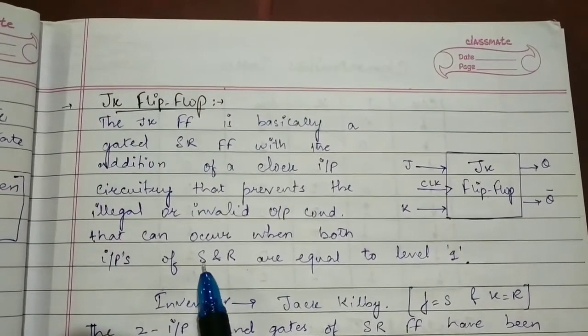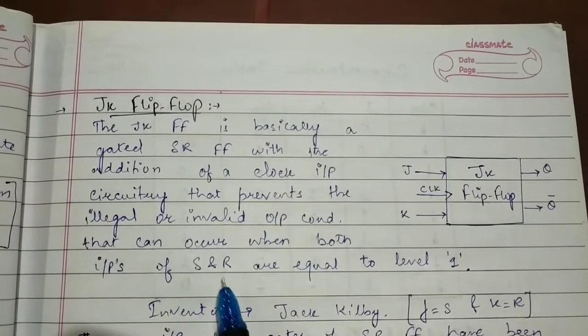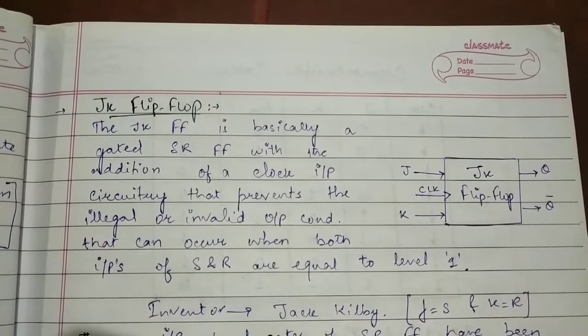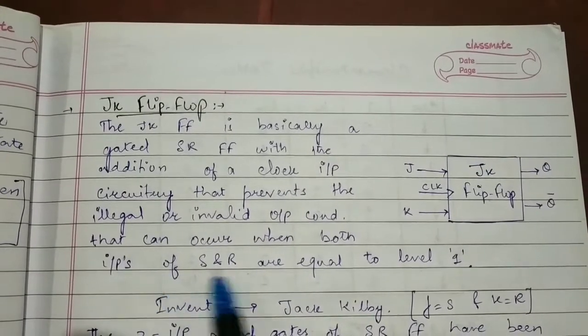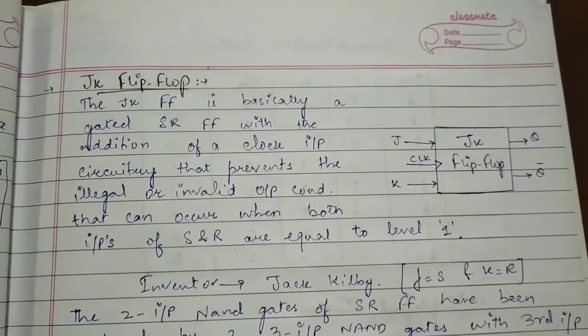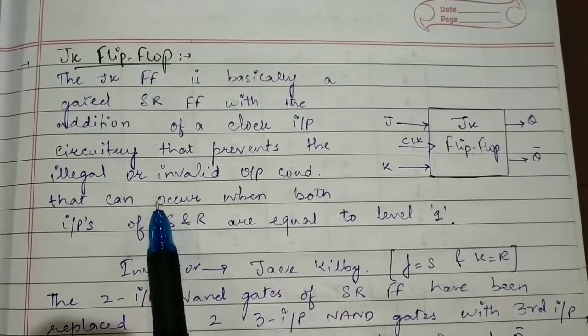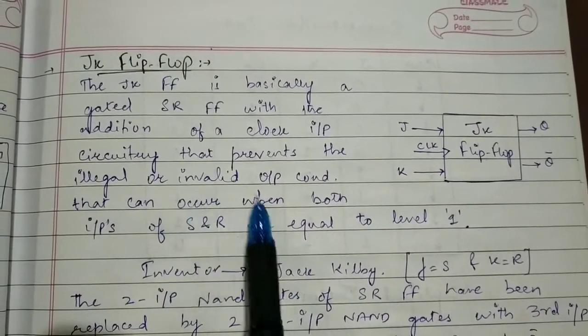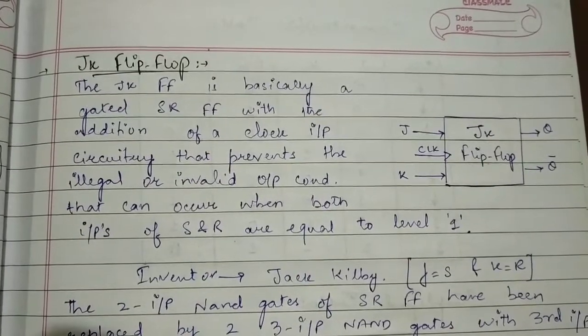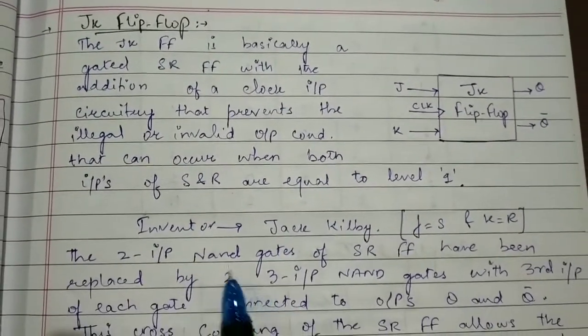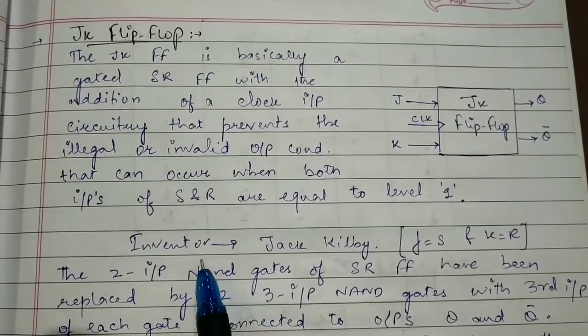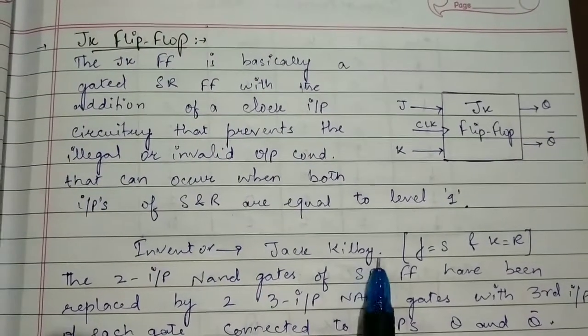In the previous video we studied the SR flip-flop, in which case the last condition, when S and R were equal to 1, the output showed the not defined condition. Here in the JK flip-flop that illegal or invalid output condition is prevented. The JK flip-flop has its name from the inventor Jack Kilby.